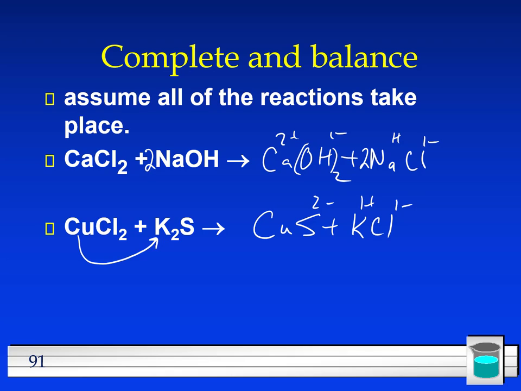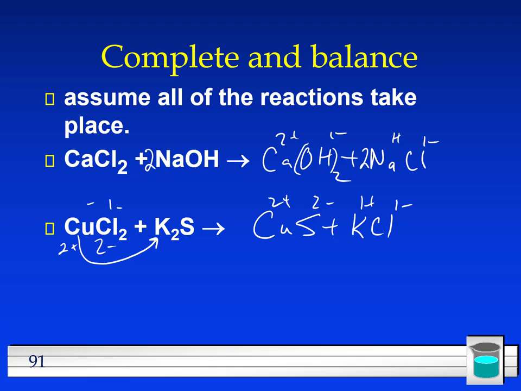If I look at copper, though, I can't get it from the table. I've got to get it from the other side. So just what you would do to figure out the Roman numeral. Since chloride's 1 minus, my total negative is 2 minus, my total positive has to be 2 plus. So that copper has to be 2 plus on the right side. If it's 2 plus on the right side, it's got to be 2 plus on the left side. Okay. Hey, the formulas are right.